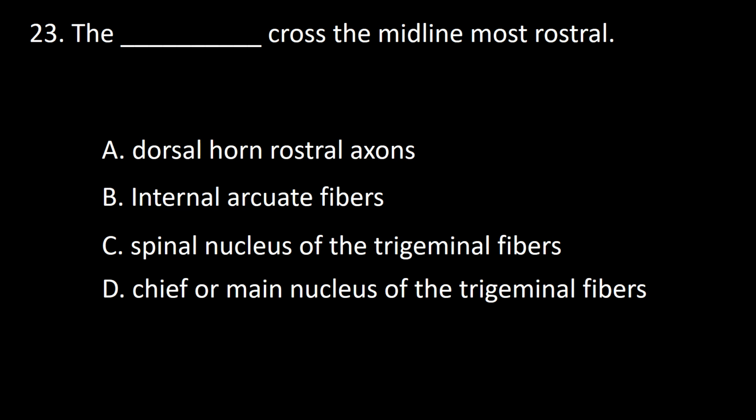Next question. Which of these fibers cross the midline most rostrally? A. Dorsal horn rostral axons. B. Internal arcuate fibers. C. Spinal nucleus of the trigeminal fibers. D. Principal or main nucleus of the trigeminal fibers.